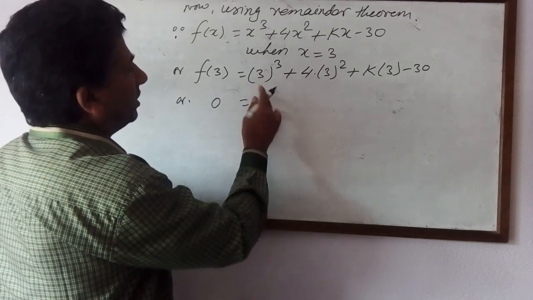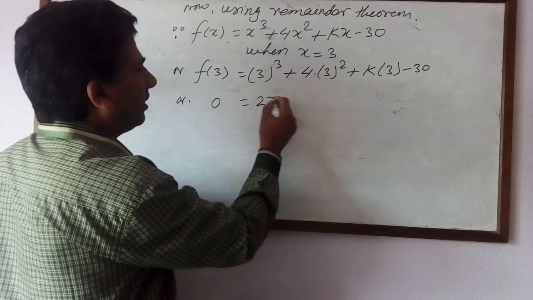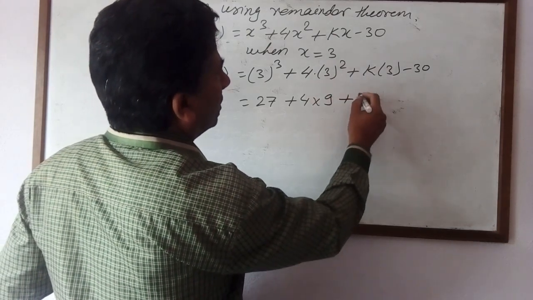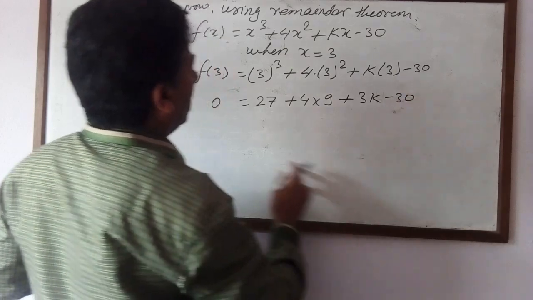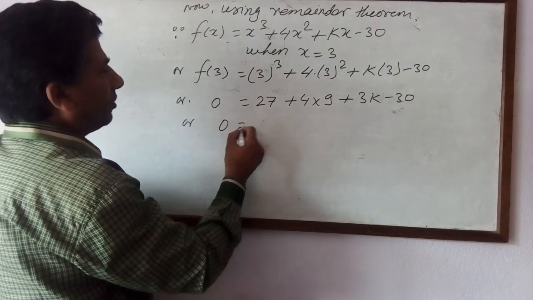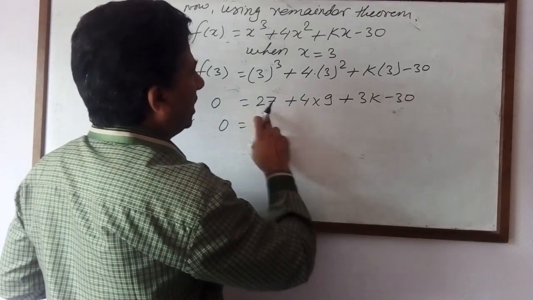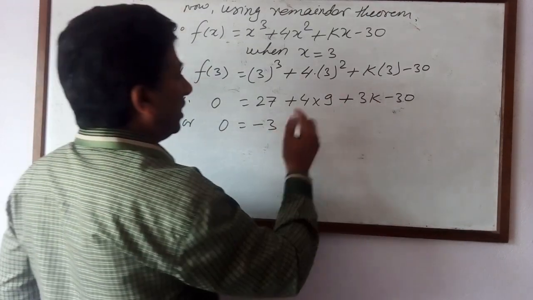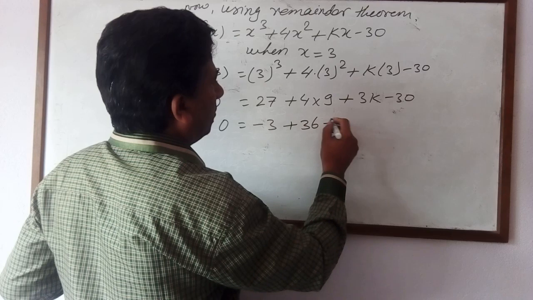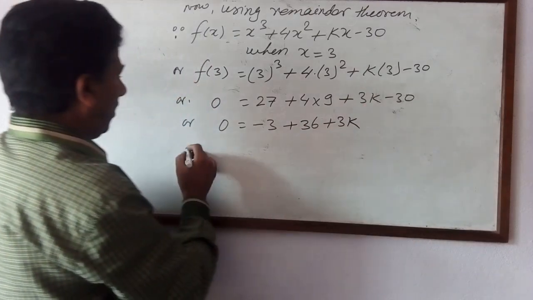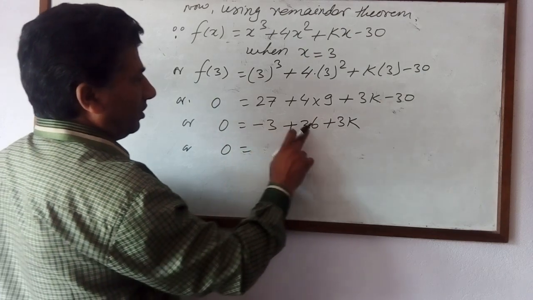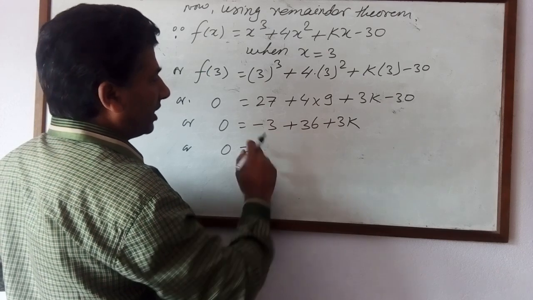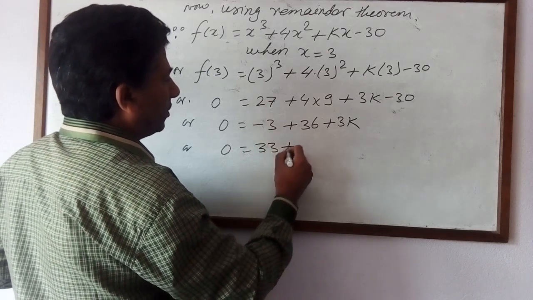Now this 3 times 3 times 3 is 27, plus 4 times 3 square means 9, plus 3k minus 30, or 0 equals 27 minus 30. 27 positive, minus 30 negative, it will be minus 3. Minus 3 plus 36 plus 3k. We have to find the value of k. Now after addition and subtraction it will be plus 33 plus 3k.